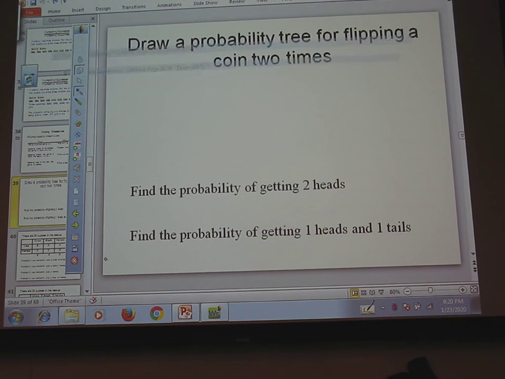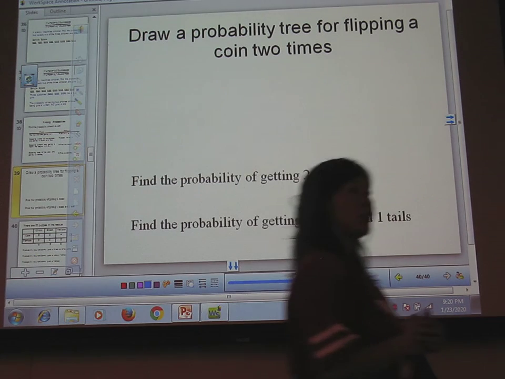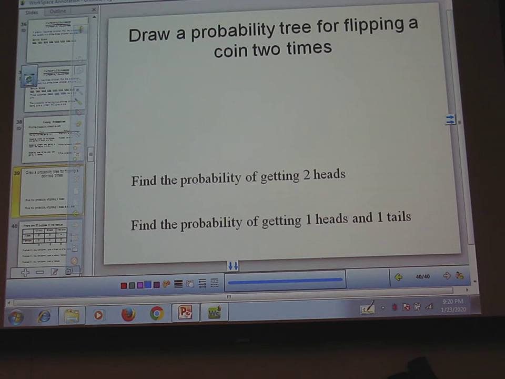Next. Draw a probability tree for flipping a coin 2 times. Not 3, 2. You're just flipping it twice. Draw a probability tree. And then find your sample space and answer those questions.